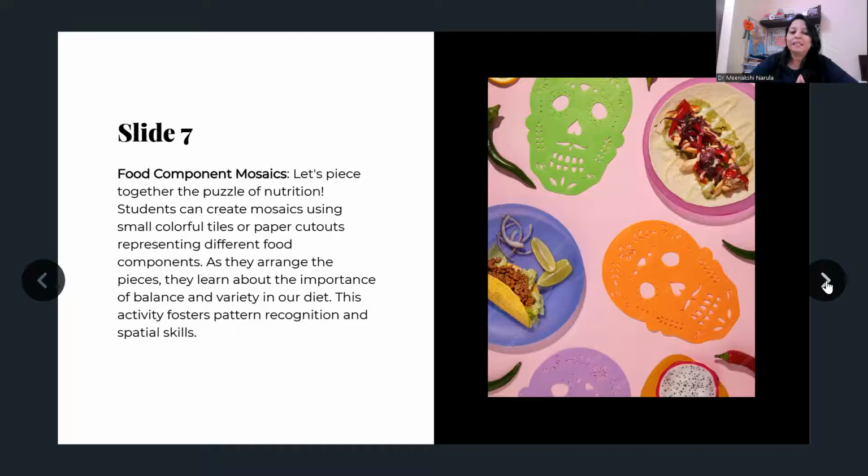As they arrange the pieces, they learn about the importance of balance and variety in our diet. So this activity fosters pattern recognition and spatial skills, right? Let them create using different cutouts, let them present it like colorful tiles, paper cutouts. So these kinds of things can be done, and let them come up with various puzzle pieces and components, right?